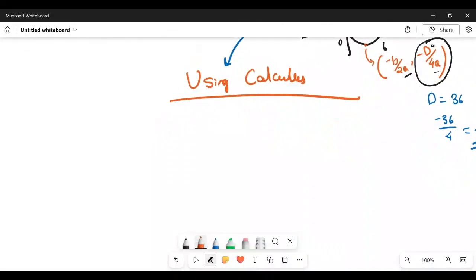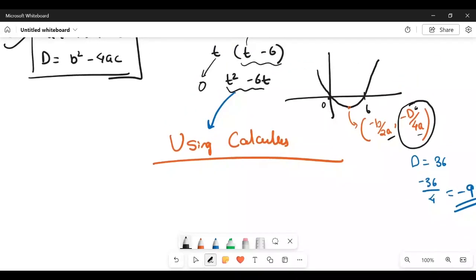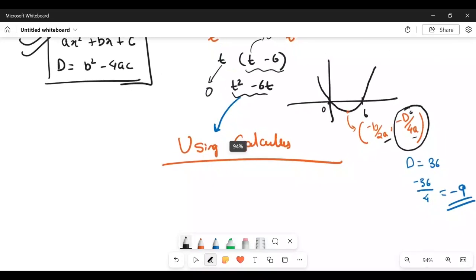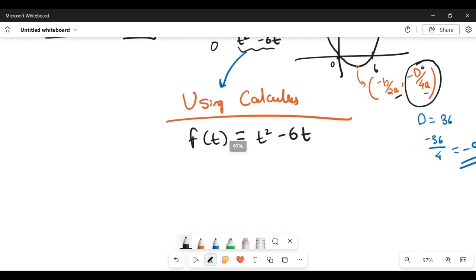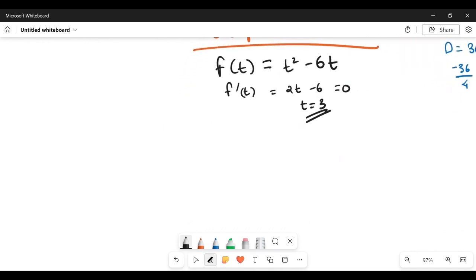All right. So let's write it as f of t is equal to t square minus 6t. Now if we take the derivative, that is 2t minus 6, and at what point is this f dash t equal to 0? At what t? That is at t is equal to 3. Now let's take the second derivative. Basically I'm going to use this second derivative test to find the minima.